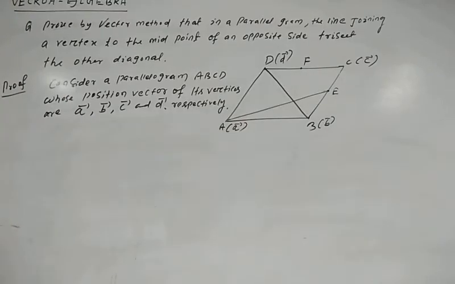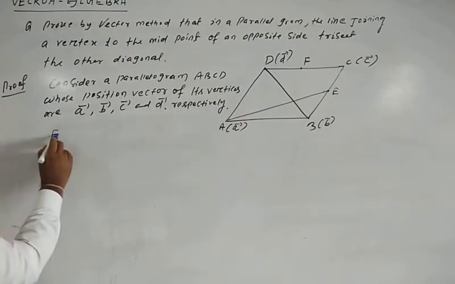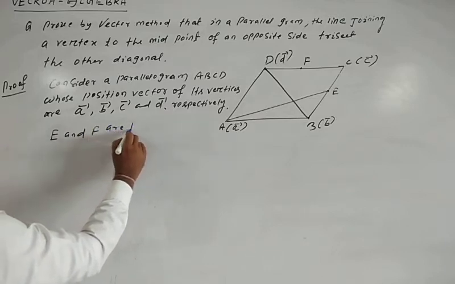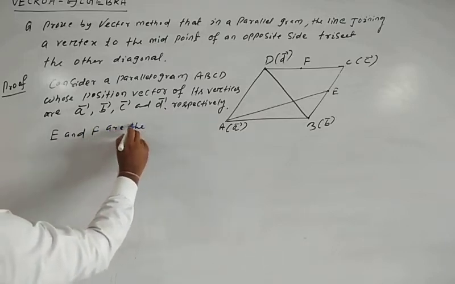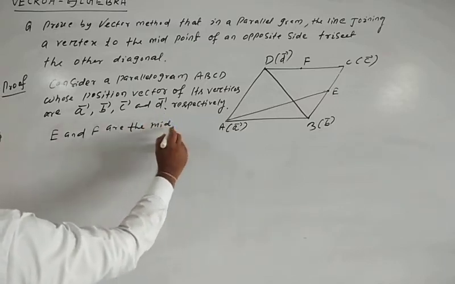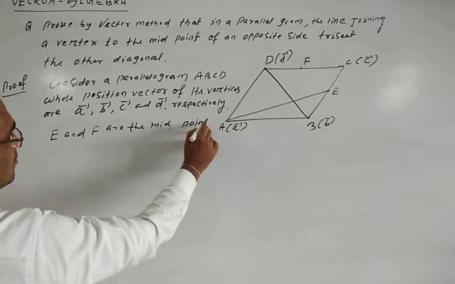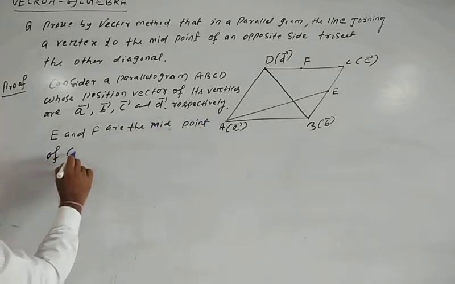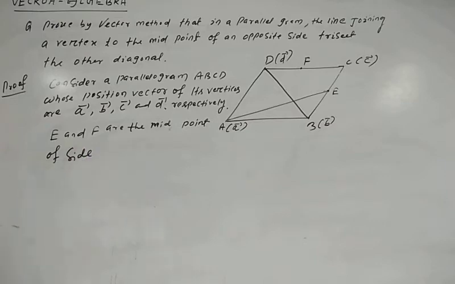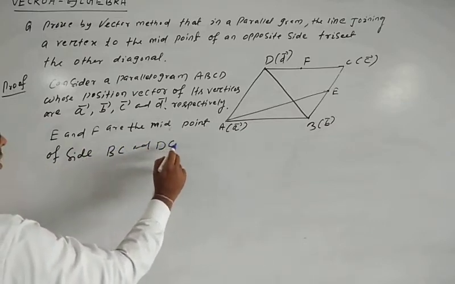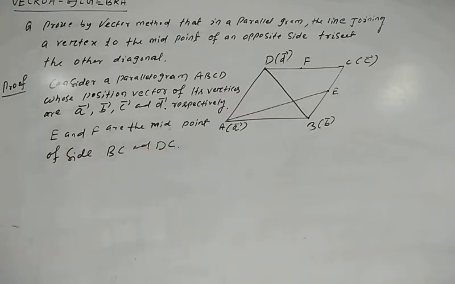Okay, capital E and F are the midpoints of sides BC and DC. Okay.